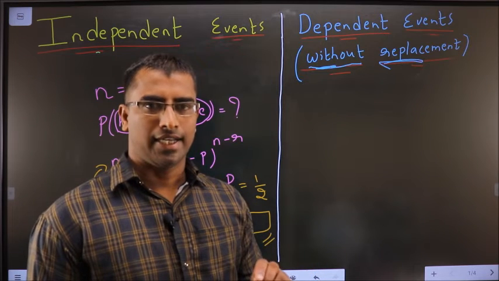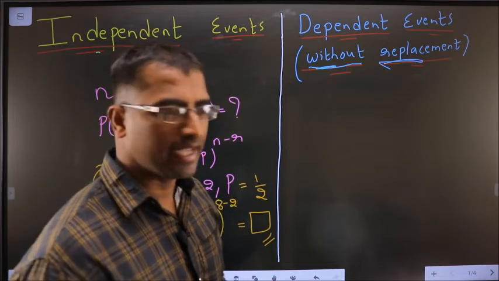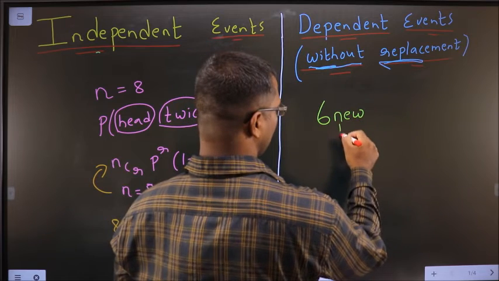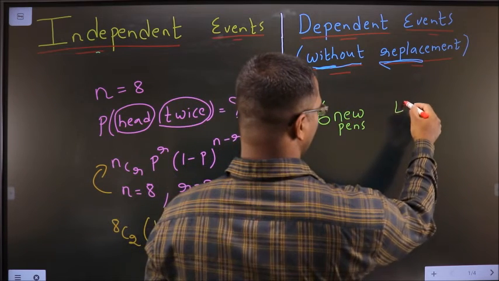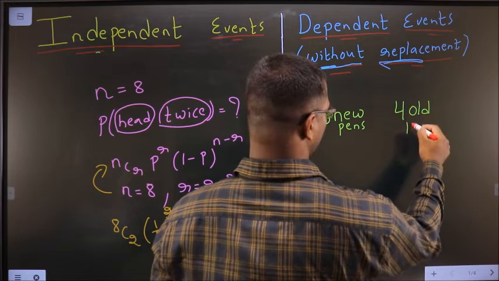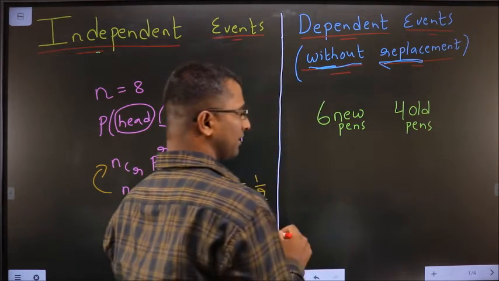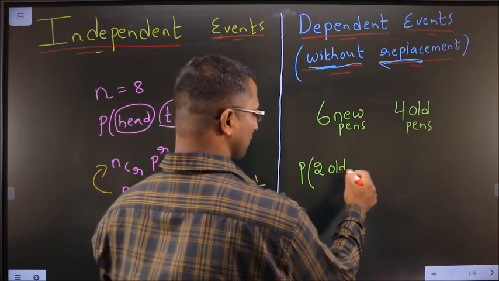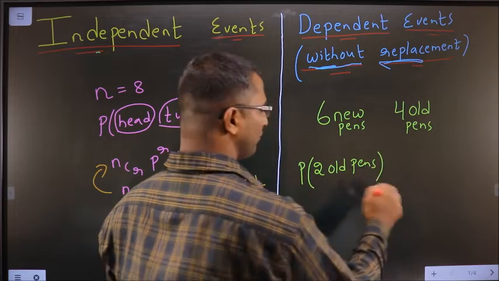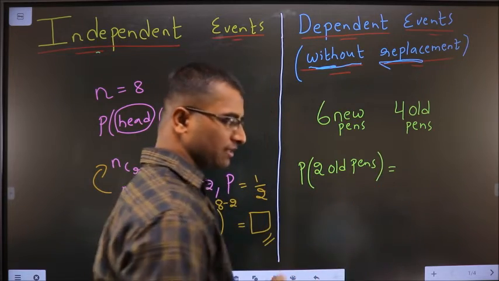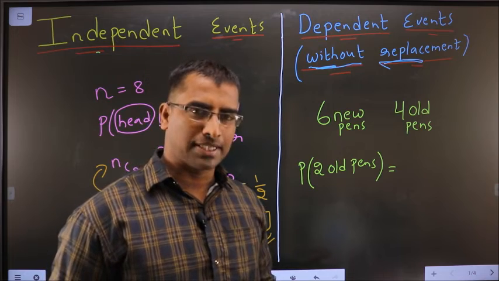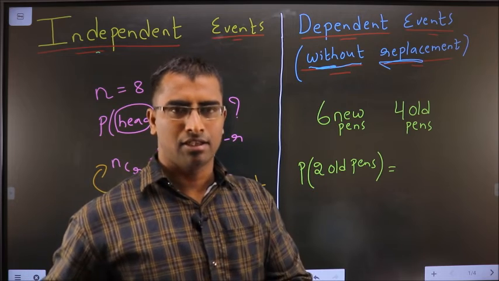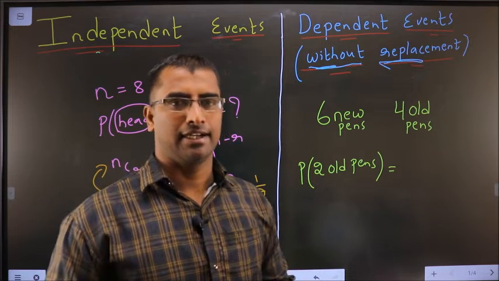Okay. Now let us say in a bag there are 6 new pens and 4 old pens. I want to find the probability of selecting 2 old pens. Without replacement is specified in the question. Even if it did not specify without replacement, you are taking out 2 pens at a time, one after the other, so it automatically comes under dependent.